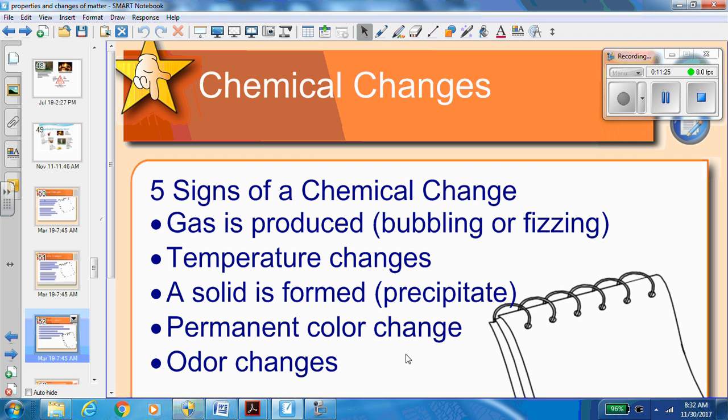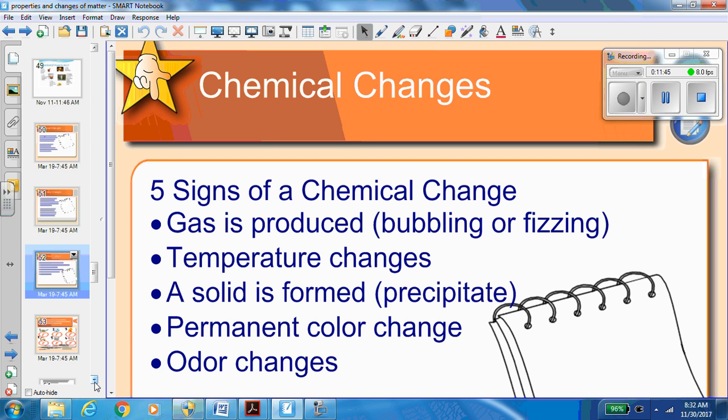And then an odor change. Sometimes you notice this a lot with foods when they've spoiled. The odor of them is going to be different, and that's because all of those reactions that are happening within that food as it starts to spoil, that would also be a sign that a chemical change has occurred. So these are our 5 signs that we want to look for if we're trying to determine if a chemical change has occurred or not.